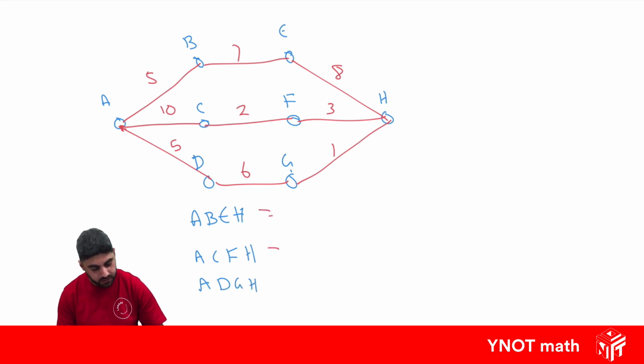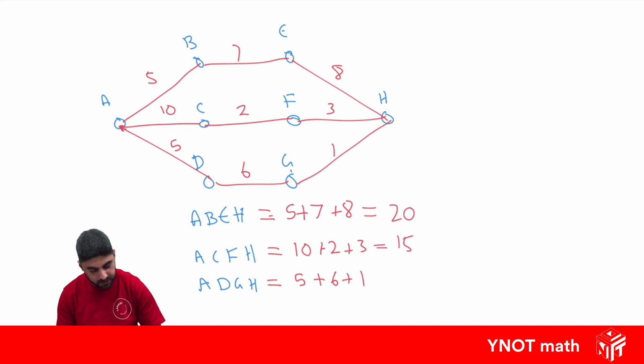So we can work that out by going 5 plus 7, so this is the top path, plus 8. This is the middle path, 10 plus 2 plus 3. And we've got the bottom path, 5 plus 6 plus 1. This one gives us 20. This one gives us 15. And this one gives us 12.